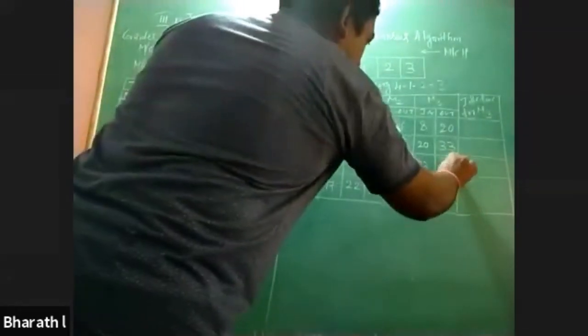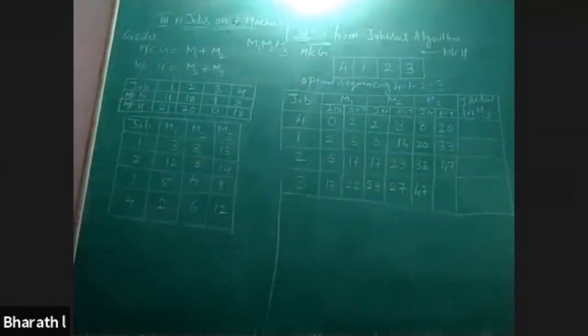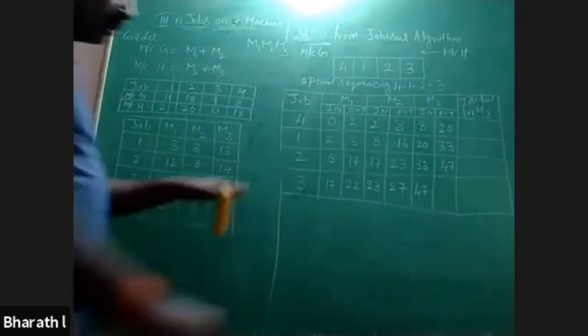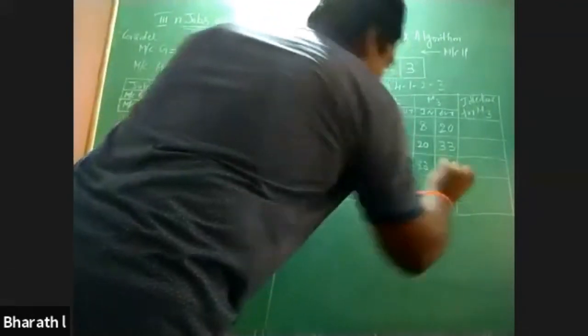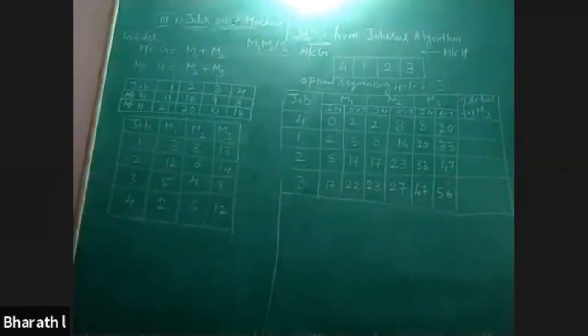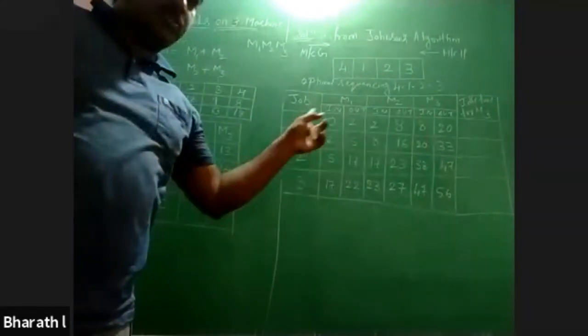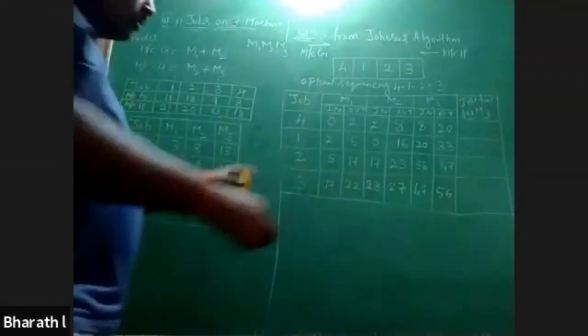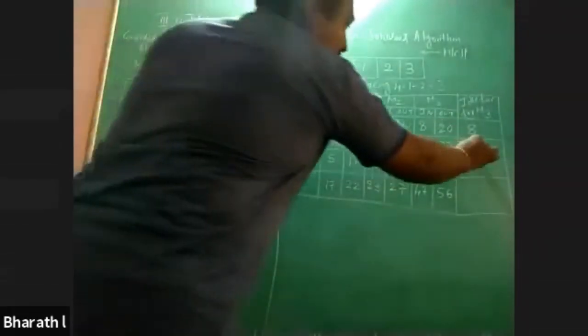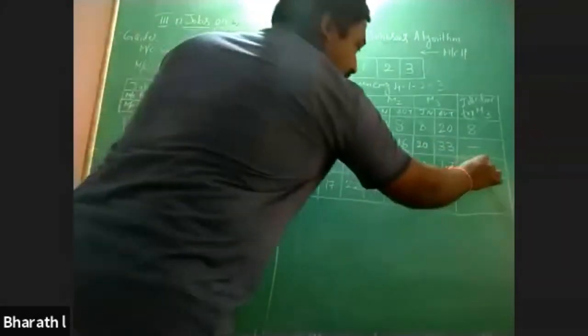Job 2, the given 14, will get 47. For job 3, the given 9, we will get 56. The next you need to find the idle time for machine 3. For machine 3, since it has to wait for 8 minutes to get job 4, here you write 8. The next, 20 minus 20 is 0, 33 minus 33 is 0, 47 minus 47 is 0.